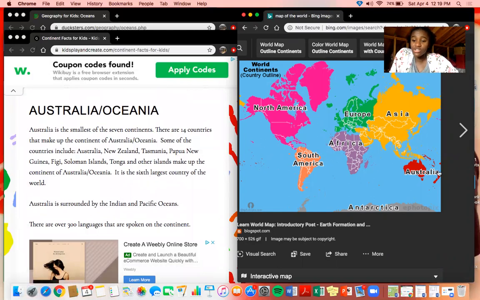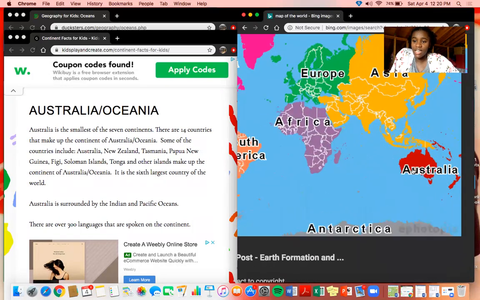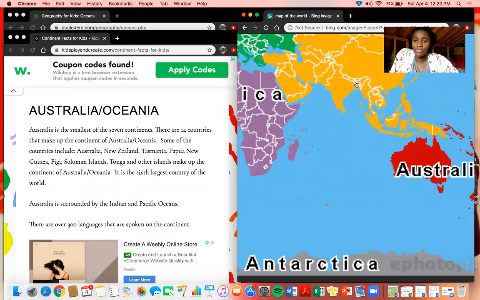And then we have Australia. So like I said, Australia is completely surrounded by water. It also has two names: Australia and Oceania. It's right here down at the bottom. It's kind of connected to all these little islands in Asia, but it's completely surrounded by water. There's over 300 languages in Australia, which is really crazy.